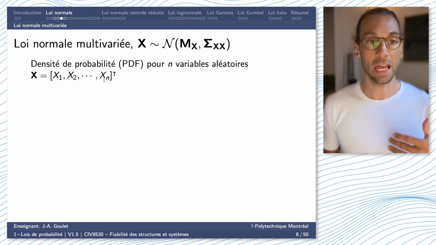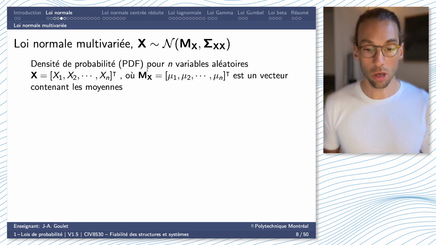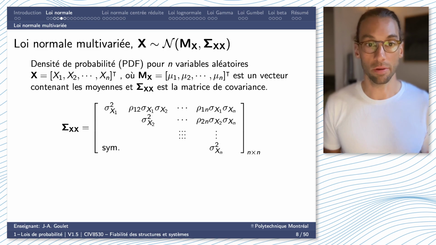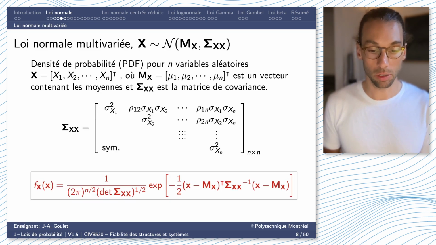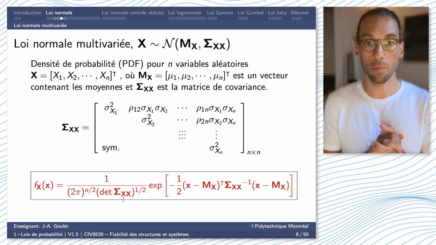So if I have an n-dimensional random vector that is Gaussian, where mx is going to be my n-dimensional mean vector, and sigma x my n by n dimensional covariance matrix, that looks like this one. Then this would be the general form of the multivariate Gaussian distribution.